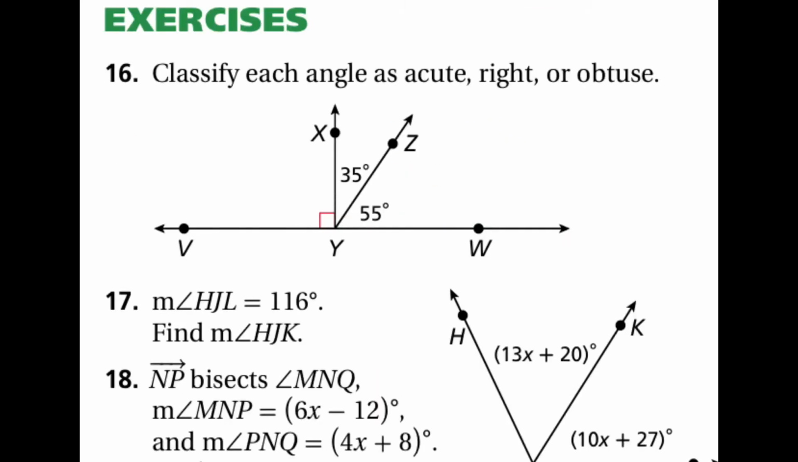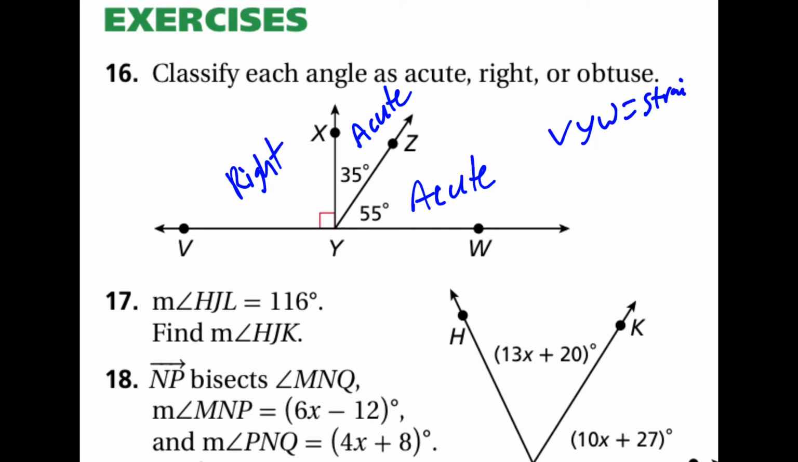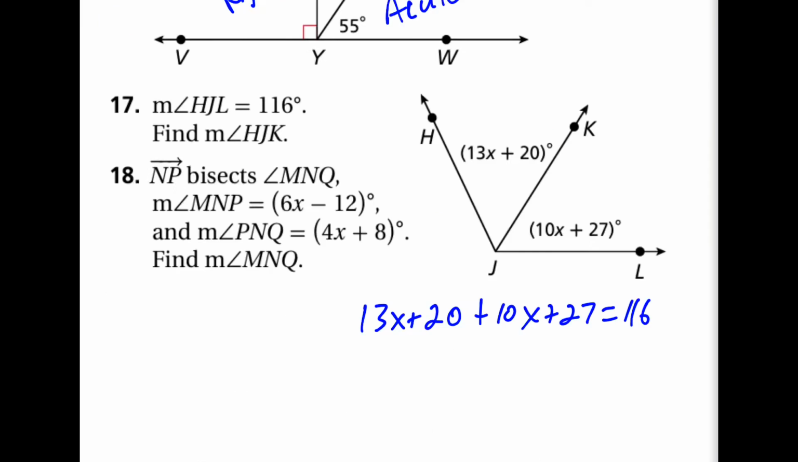For 16, I have a right angle, an acute angle, another acute angle, and if I wanted to start combining these, I could say things like VYW is equal to straight, but that's enough for there. For 17, this is an angle addition postulate question. We can add these two angles together, and they're equal to the total angle, 116 degrees.